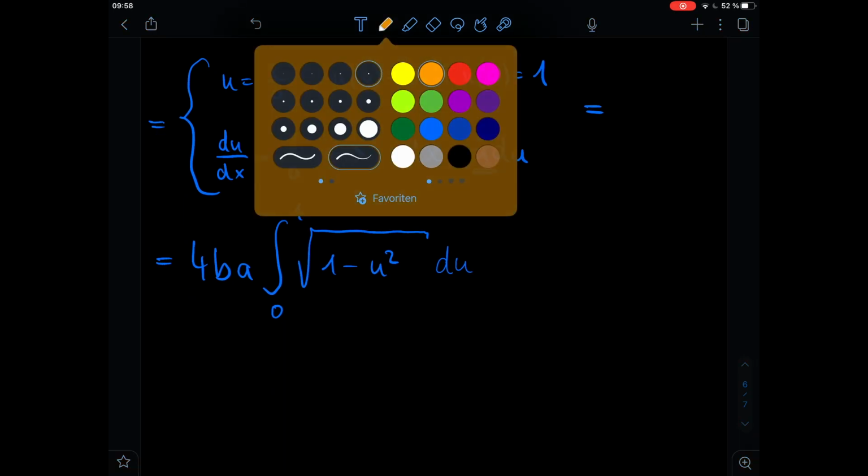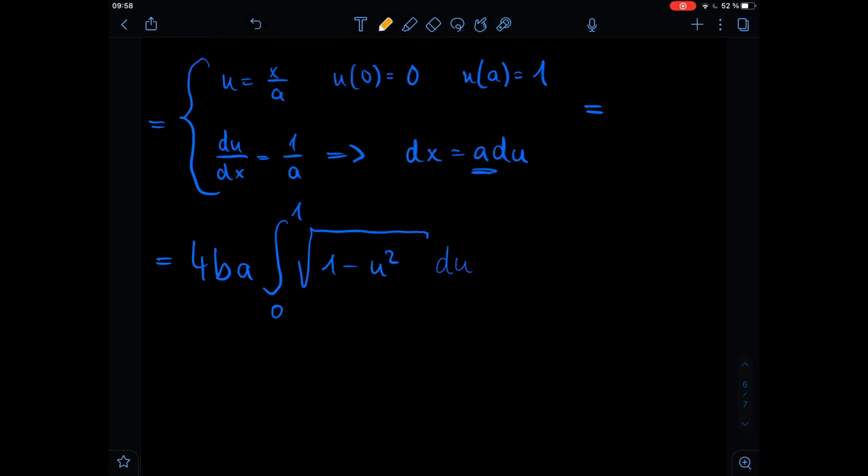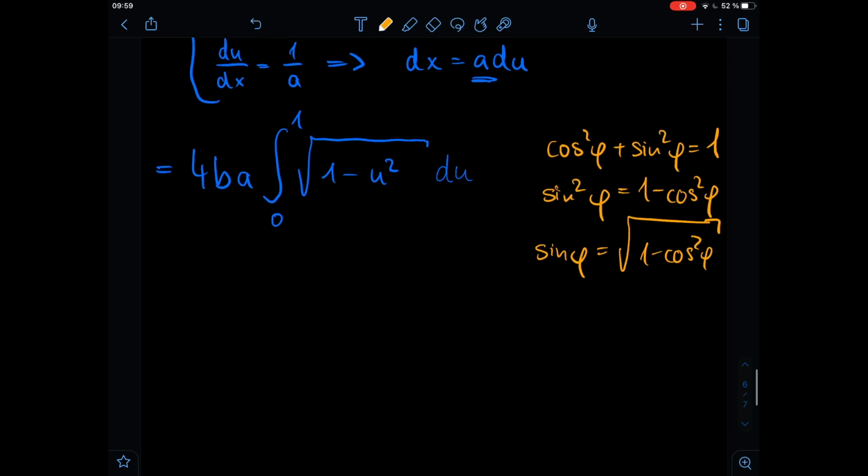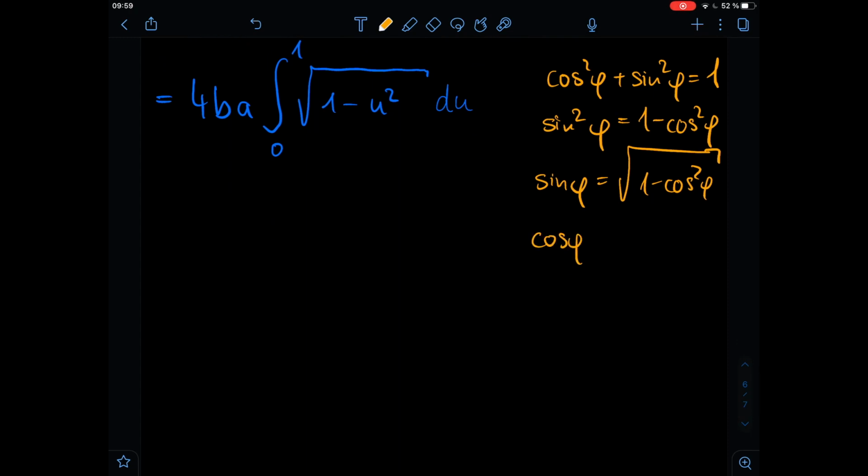Now let's go to a little different color. If you remember the identity of sine and cosine, cosine squared of phi plus sine squared of phi is equal to 1. This also means that sine squared of phi is equal to 1 minus cosine squared of phi, and this also means that sine of phi is just equal to the square root of 1 minus cosine squared of phi. But the whole thing also goes backwards, so we can also say that cosine of phi is the square root of 1 minus sine squared of phi.